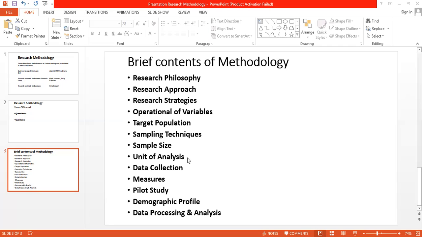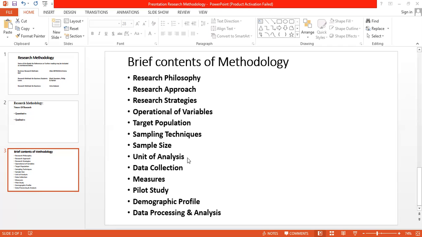For example, big data and customer experience. Customer experience data will be collected from the customer, and the big data will be collected from the company, which means data is collected from two parties. So the unit of analysis will be a dyad, meaning a couple, as I said earlier.